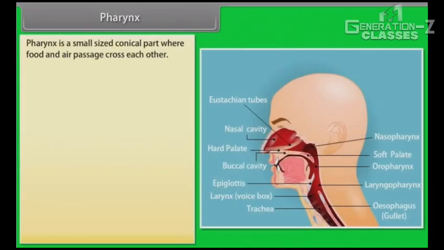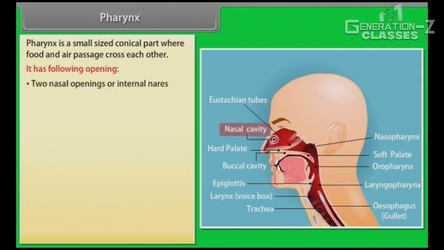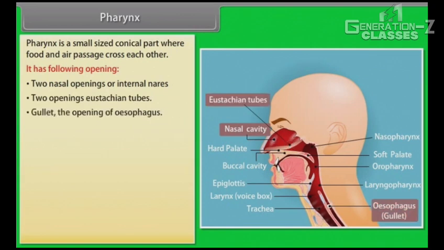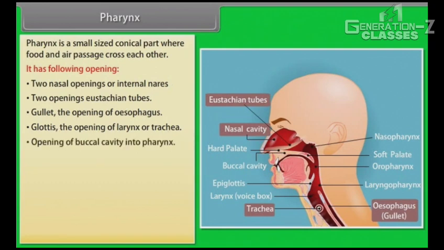Pharynx: the pharynx is a small-sized conical part where the food and air passages cross each other. It has the following openings: two nasal openings or internal nares, two openings of the eustachian tubes, the gullet, the opening of the esophagus, the glottis, the opening of the larynx or trachea, and the opening of the buccal cavity into the pharynx.